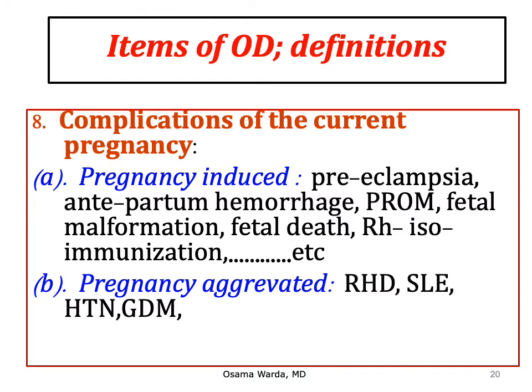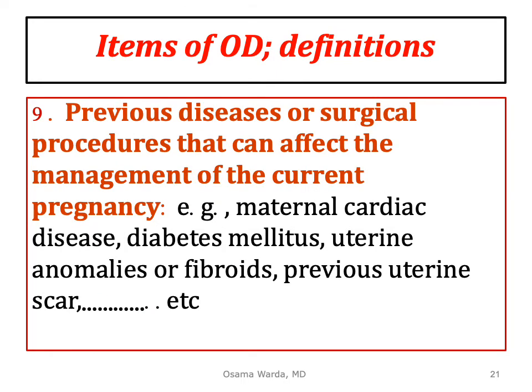So let's say this patient is sick and has some chronic disease, and this disease is worsened by the occurrence of pregnancy, such as rheumatic heart disease, systemic lupus erythematosus, hypertension, diabetes, and so on. The past history of disease or previous surgical procedures that may affect the management of the current pregnancy should be asked for and mentioned. Examples: diabetes mellitus, maternal cardiac disease, fibroid, and some surgical operations such as cesarean section, myomectomy, and so on.